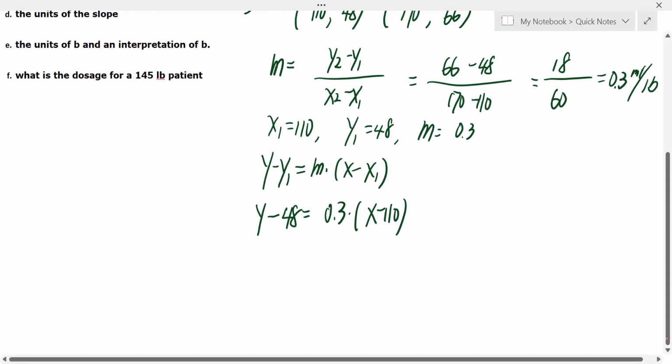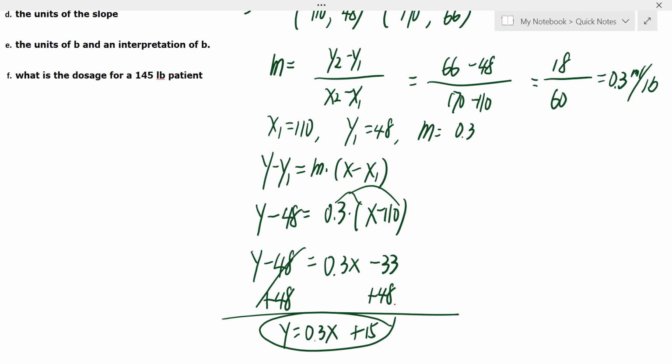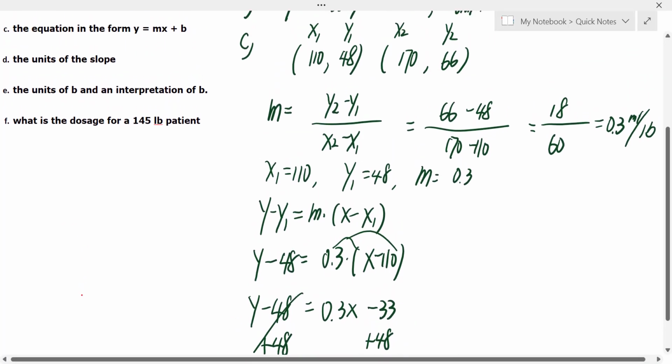And from there, we're going to distribute it to the linear function. Our linear equation, 0.3x on the right, distribute it. 0.3 times negative 110 is minus 33. And from there, we're going to add 48 to both sides of the equation. So the y value equals 0.3x plus 15. So we get an equation in the form y equals mx plus b.